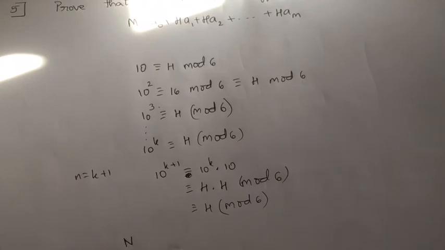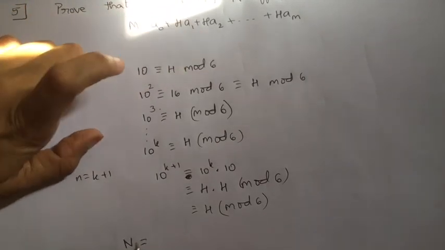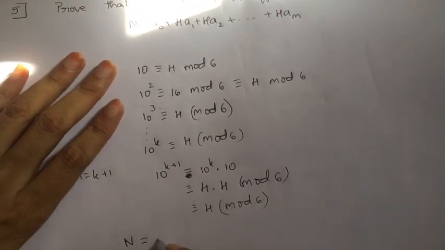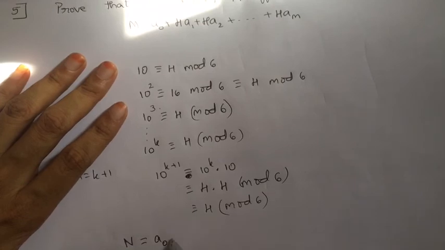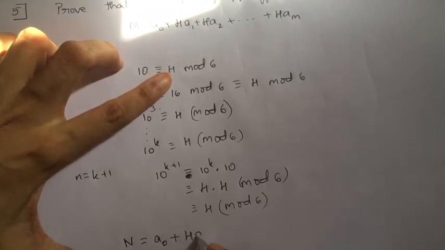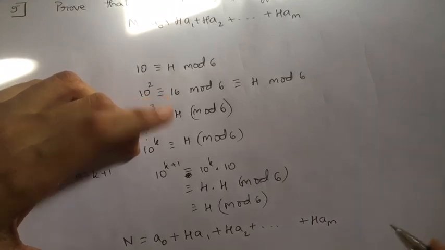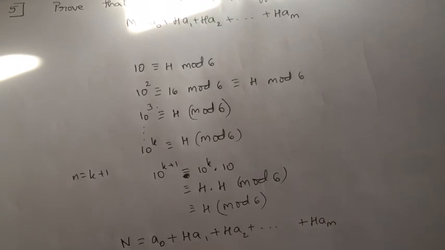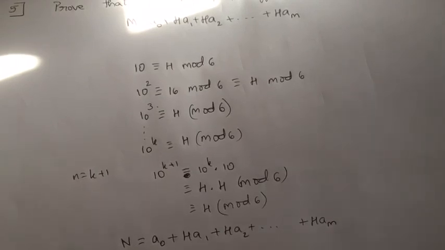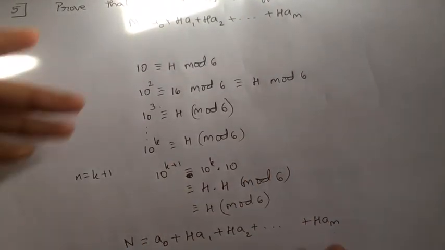So I can write n equal to a naught, which, see 10 is congruent to 4 mod 6, a naught means 10 power 0. Okay, so there is no 10 in that, so it is written like that only. And then after all the terms are nothing but powers of 10. 10 power 1 is 4, so 4a1, like that 4a2 up to, if there are m terms, 4am, which is congruent to 4 mod 6. And therefore you can write it as congruent to this mod 6 if and only if, so you can write just 6 divides n if and only if this divides n, okay? This is divisibility by 6. I just brief the answer, you do it by yourself.